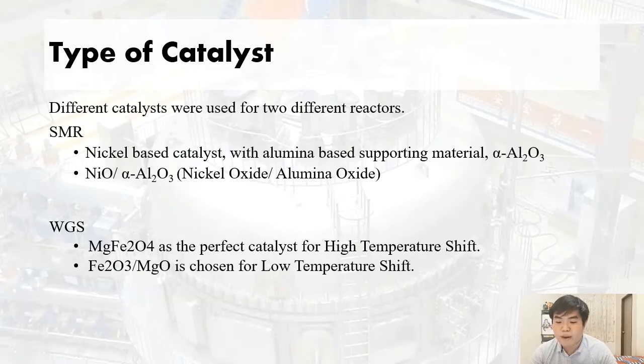We have chosen magnesium ferrite as a catalyst for the high-temperature shift reaction and iron oxide for the low-temperature shift one. Both of the catalysts can handle temperature shifts and they are able to stabilize highly reactive reactions. At the same time, they are able to effectively decrease the activation energy required by the reaction.